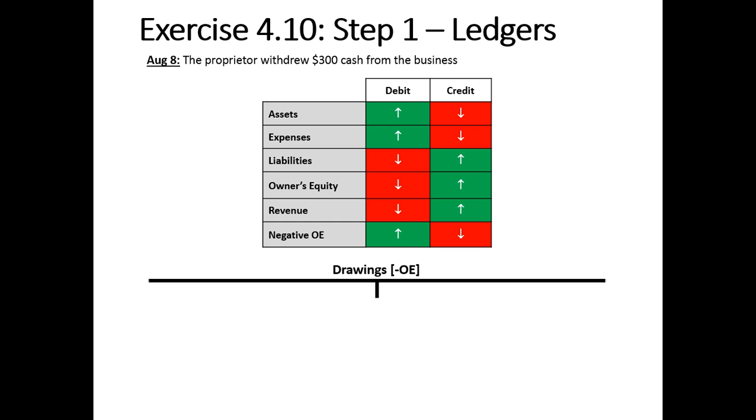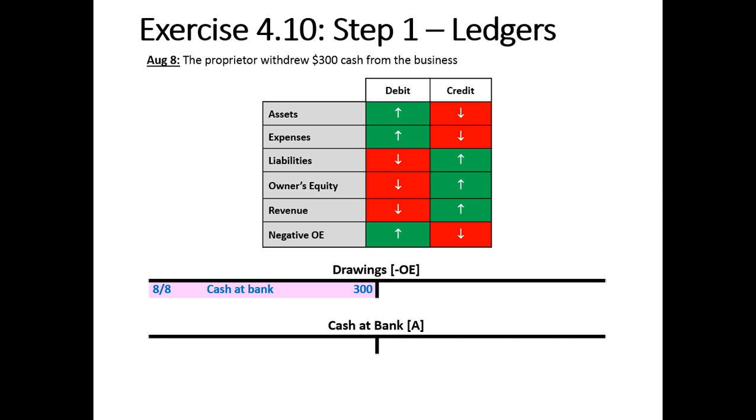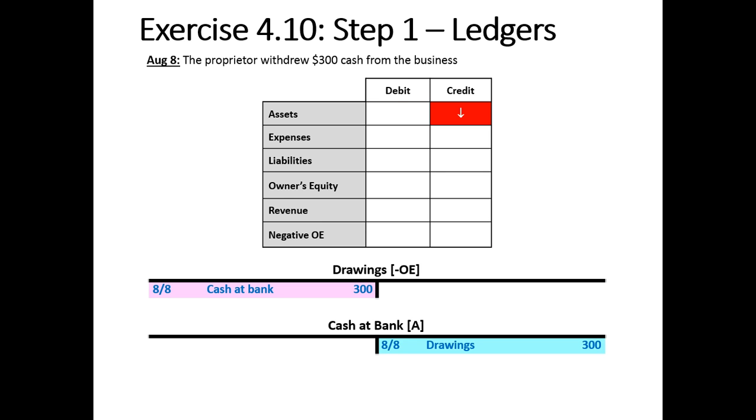The proprietor took $300 from the business, so this is drawings. Drawings have their own rule, they're a negative owner's equity, and they go up on the debit side. The business has lost cash. Cash is an asset, and it's decreased, so that'll be a credit.